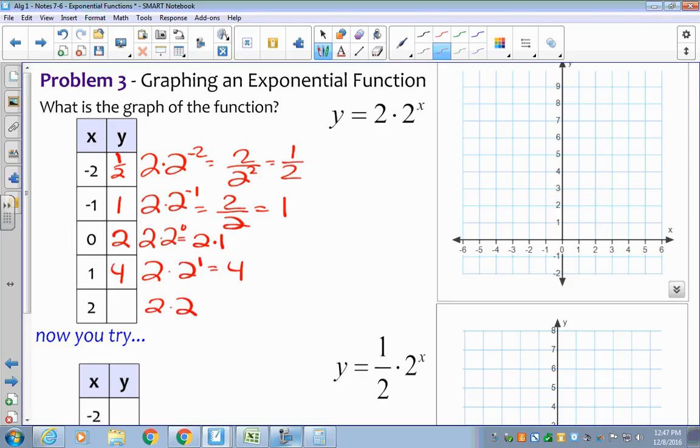And 2 times 2 squared is 2 times 4, or 8. So go ahead and get your chart values, then throw them on your graph. So we got -2, 1/2. We have -1, 1. We have 0, 2. We have 1, 4. This is where we swoop up, and 2, 8.